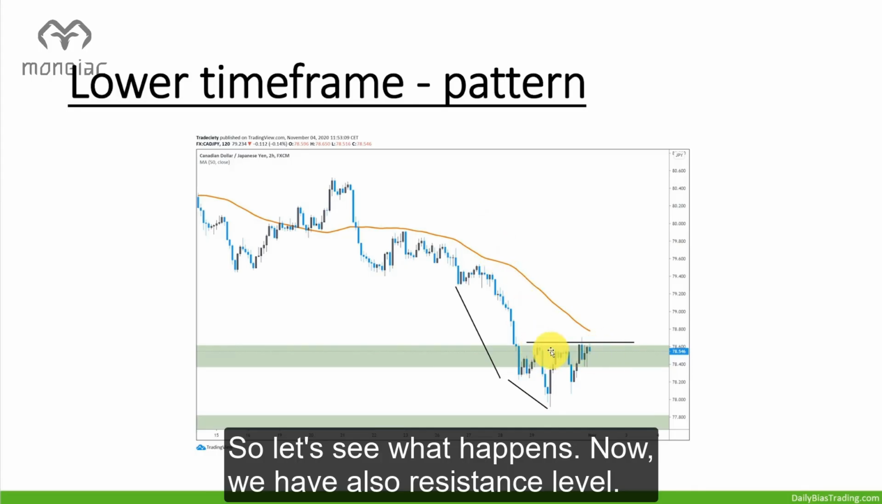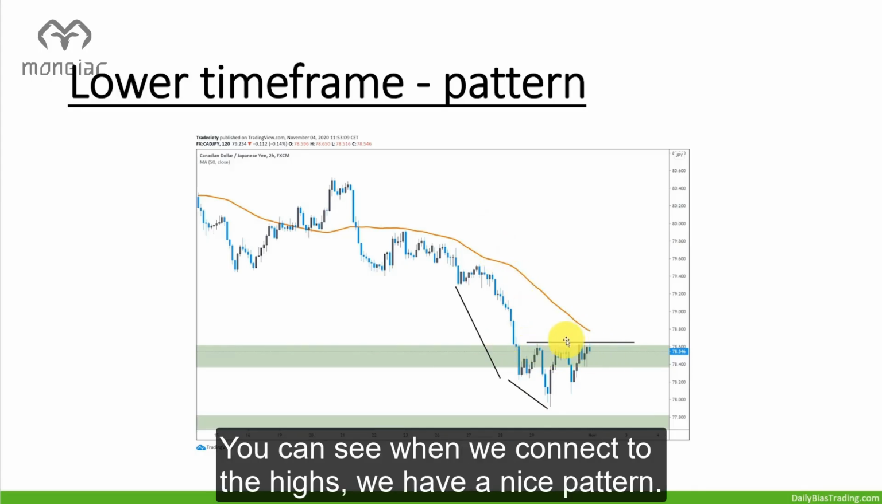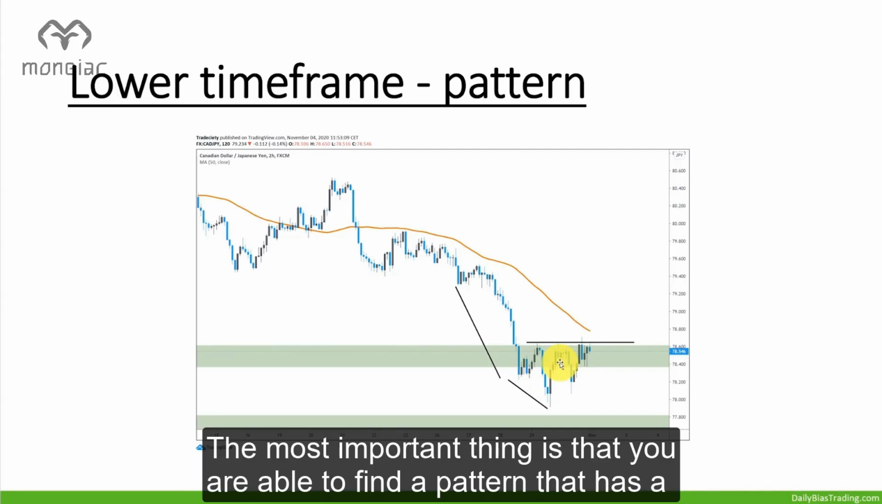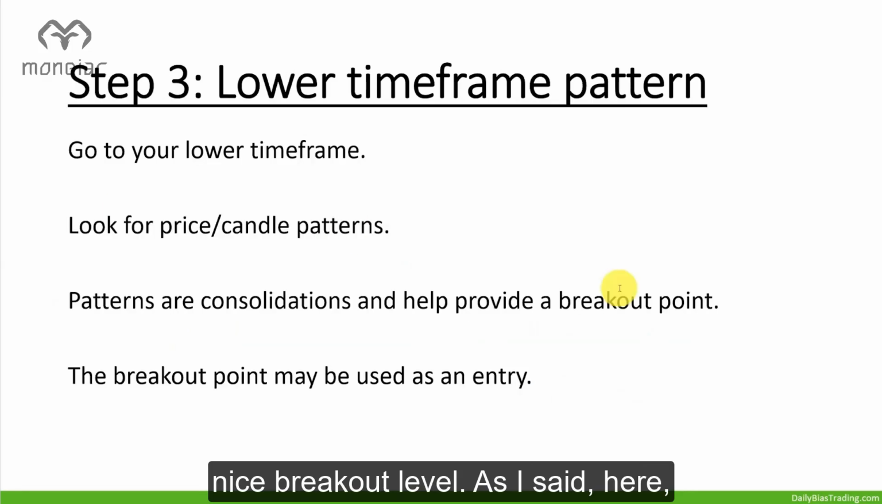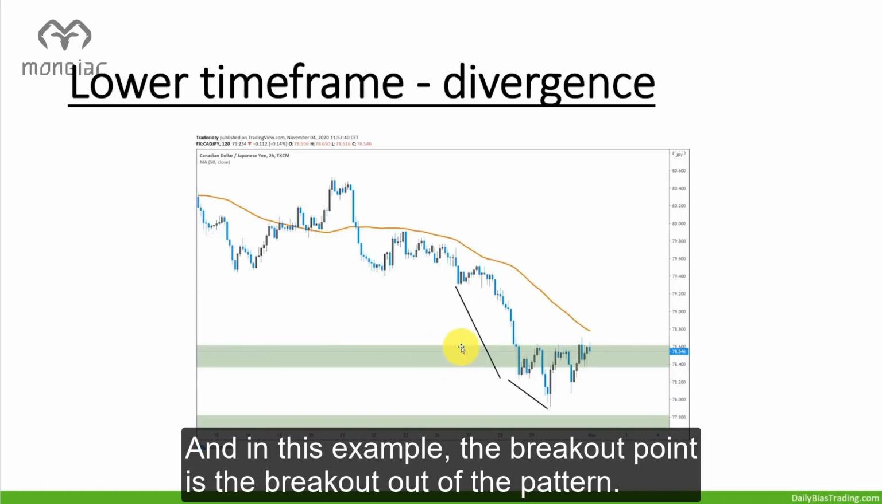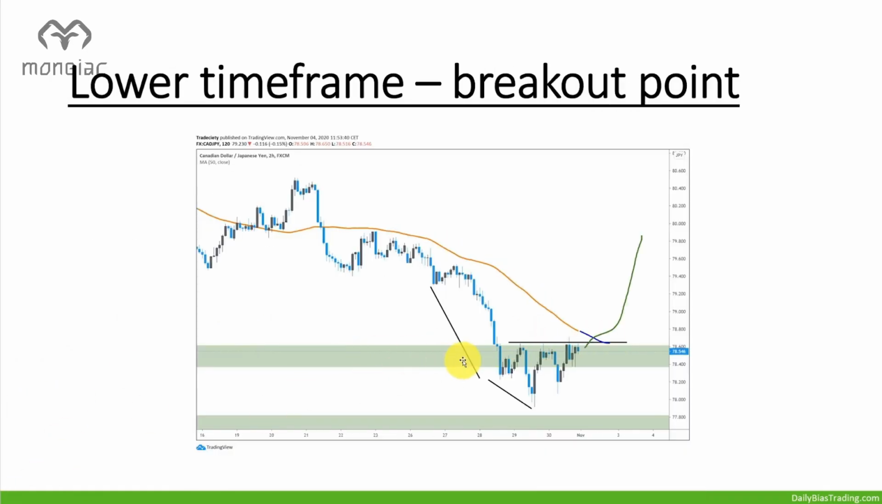Now we also have a resistance level. You can see when we connect the highs, we have a nice pattern. In this example, I think we can safely call this an inverse head and shoulders. It doesn't really matter what you call it. The most important thing is that you are able to find a pattern that has a nice breakout level. As I said, patterns are consolidations and they help provide breakout points. And in this example, the breakout point is the breakout out of the pattern. And this is what we need.